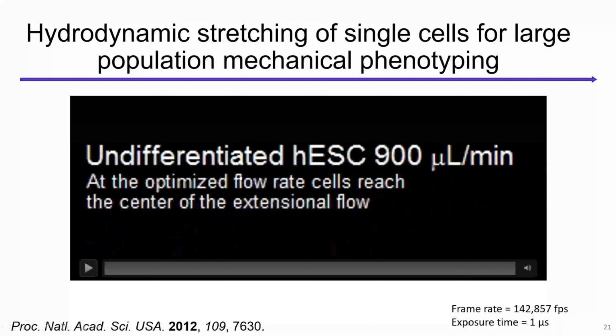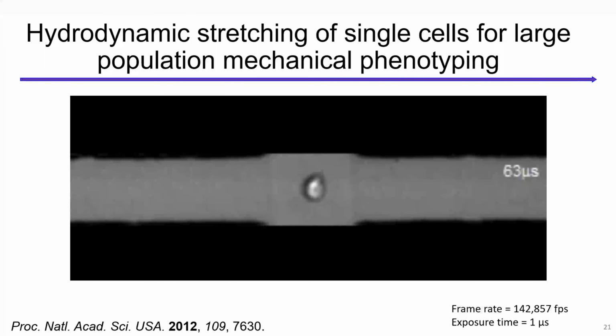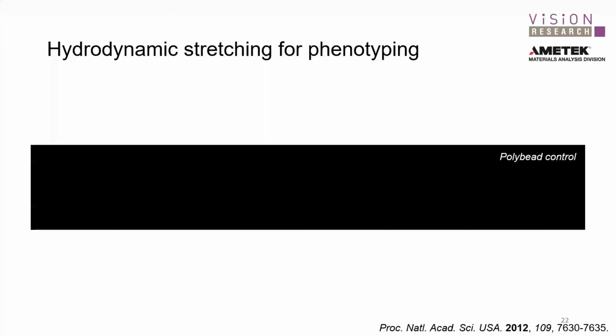Okay. Here's one small video of an undifferentiated stem cell. And what they showed is that as it goes in there, you can see some stretching phenomena and it goes out, right? And that can be repeated for hundreds of thousands and millions of cells as they go across, okay?